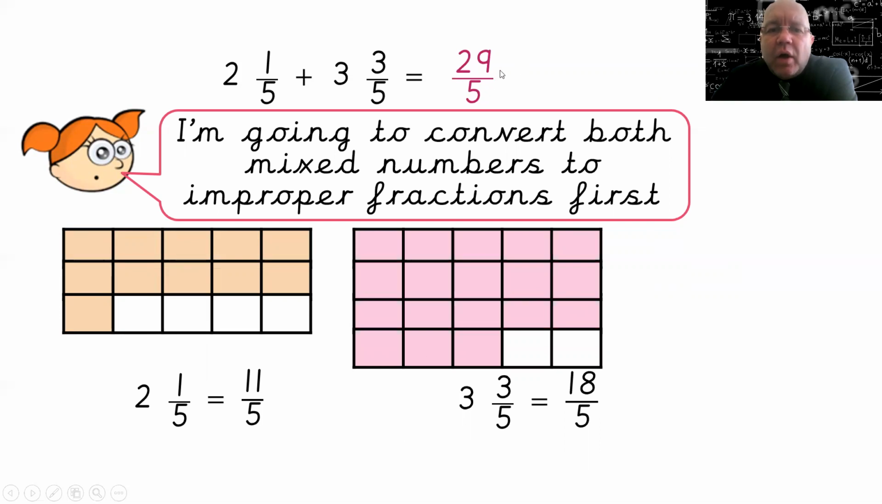If we add them all together, we're going to get 29/5. Okay, and we can convert that back into a mixed number by saying how many 5s in 29? Well, there are 5 of them, so we've got 5 wholes, but there's a remainder of 4, so that will be our numerator. Okay, so 29 over 5 is the same as 5 and 4/5. So that's method 1, turning both mixed numbers into improper fractions.